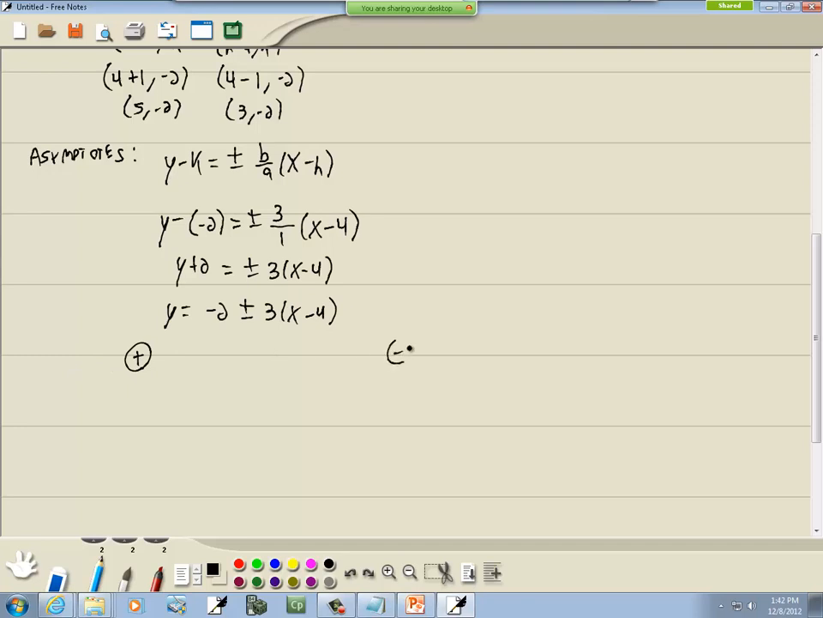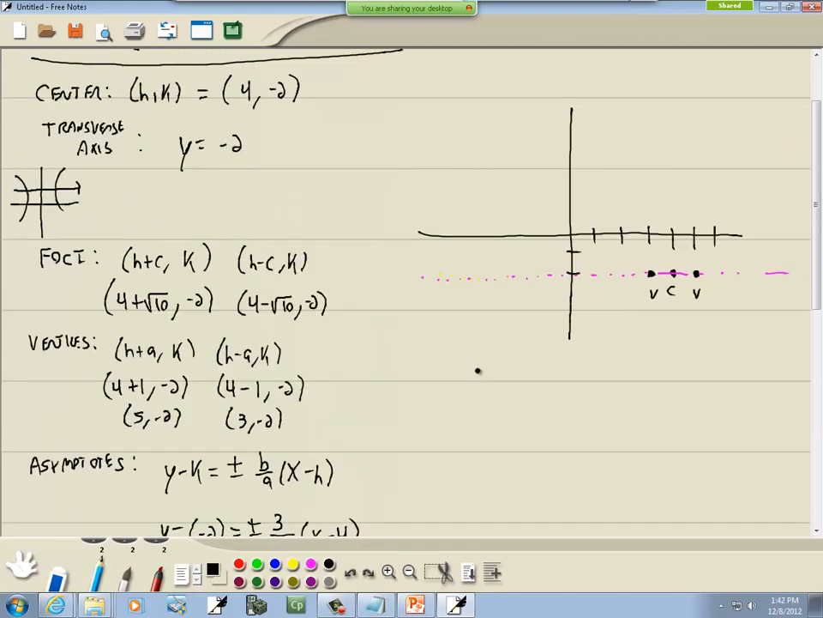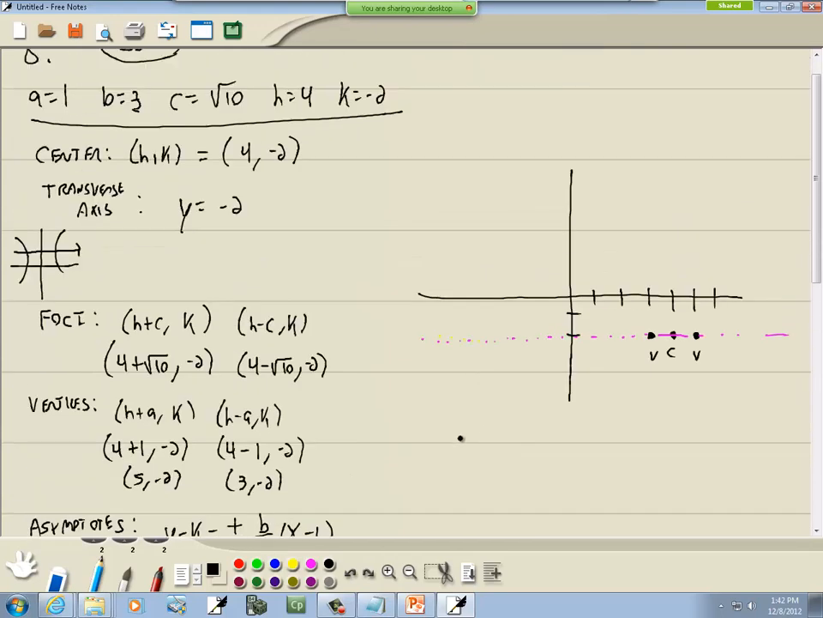Let's split that up and look at our plus or minus version. So we've got y is equal to negative 2 plus 3 times x minus 4, and we got y is equal to negative 2 minus 3 times x minus 4. Well, that'd give us 3 times x is 3x. 3 times negative 4 is negative 12. Minus 2 is negative 14. That's not good. Negative 3x here. Negative 3 times negative 4 is 12. Minus 2 is 10. 1, 2, 3, 4, 5, 6, 7, 8, 9, 10.